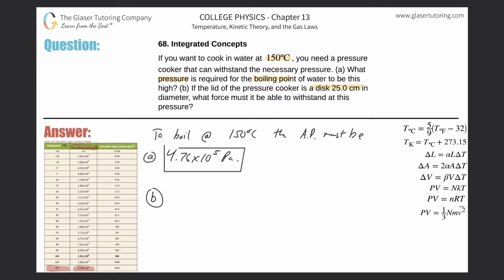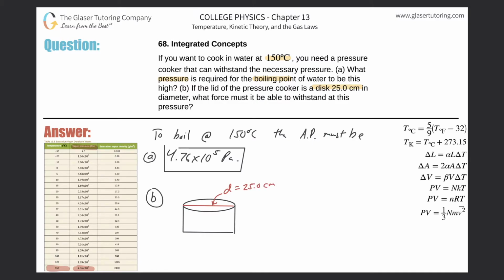So let's just create a little pressure cooker here. Actually, let me do the top here. So here's your pressure cooker. And the top, they said, is a disc, and the diameter they mentioned was 25 centimeters. Now, we probably need this in terms of the radius. The diameter is going to be about 25.0 centimeters.